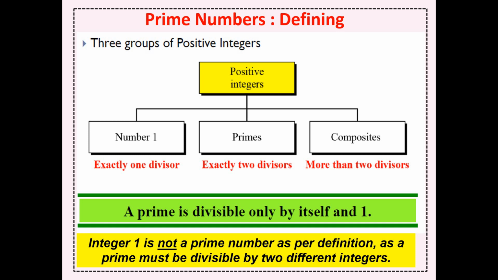All right. So keeping that in mind, these are the specific group sets that we consider. We usually divide the positive integers into three parts: one, primes, and composites. I guess the definitions are known to you, so there is no point in discussing that. A prime number is divisible by itself and 1. As you can see, integer 1 is not a prime number, as per definition, since a prime must be divisible by two different integers. Composites have more than two divisors. For example, 4, 6, 8 and so on are composites.